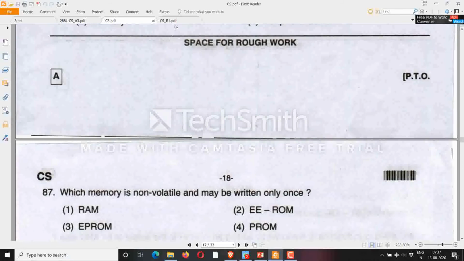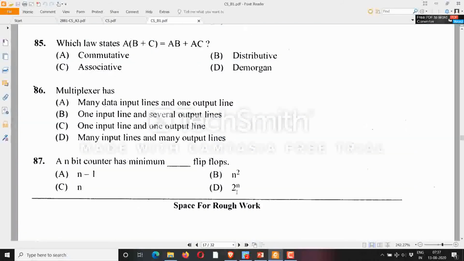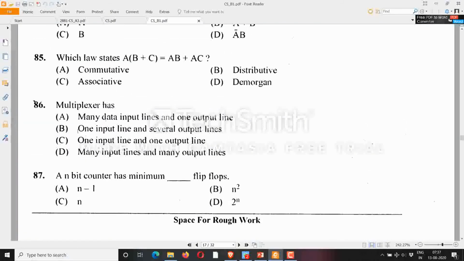Then we'll look at a few more questions. The same thing is asked here also. Multiplexer has many input lines and many output lines. No, this is not correct. We have many data input lines and one output line. Solution A is the correct answer for this question. Multiplexer, remember, many inputs, one output. And what is demultiplexer? The reverse of multiplexer. One input and many outputs.